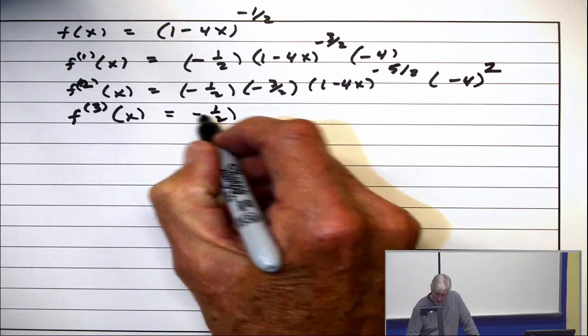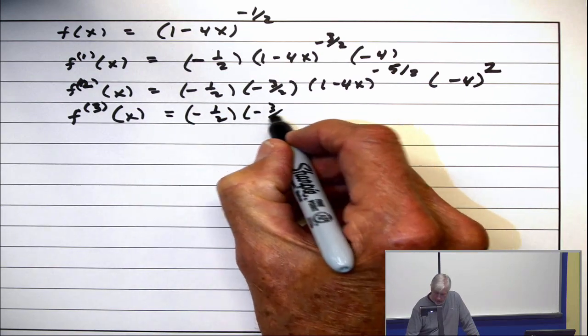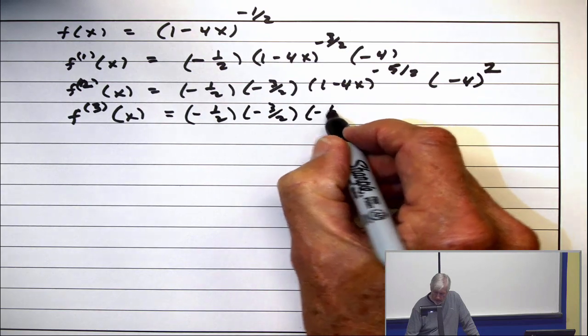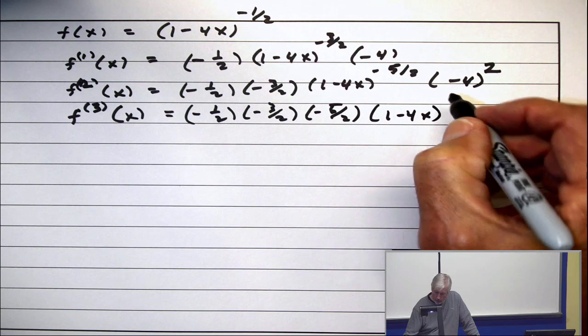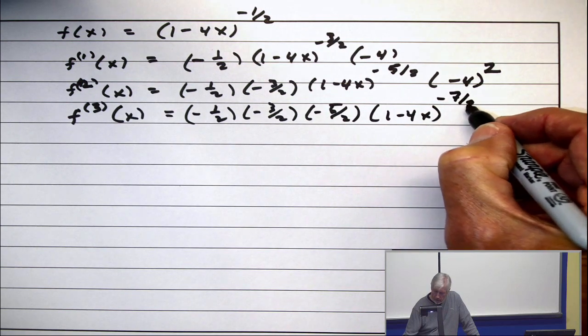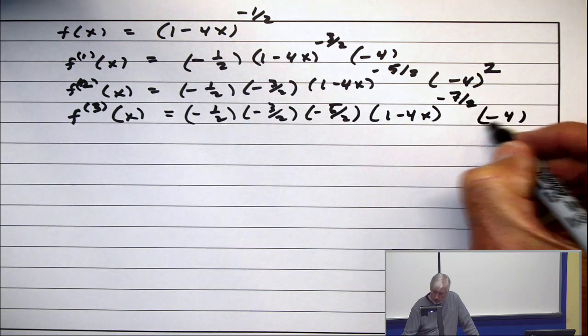Minus 1/2 times minus 3/2 times minus 5/2 times 1 minus 4x to the minus 7/2 times minus 4 cubed.